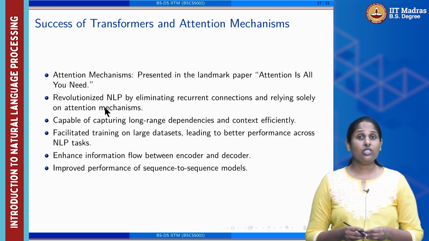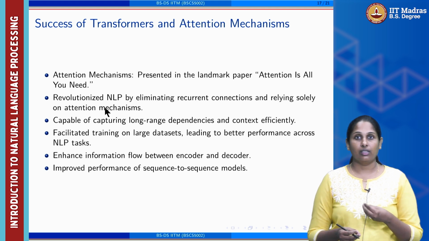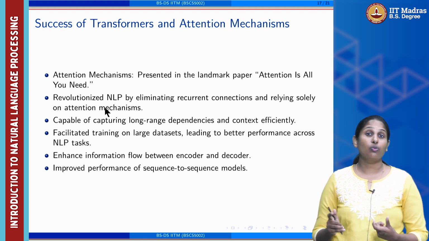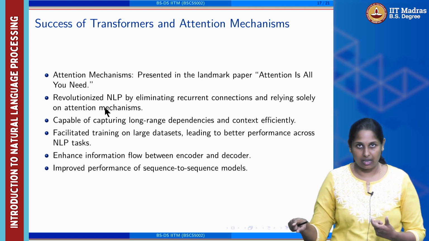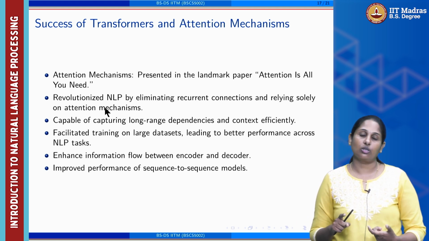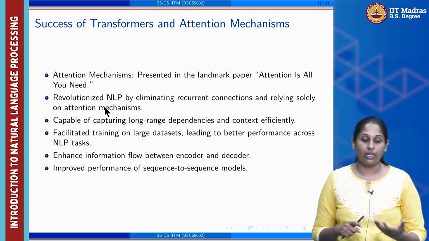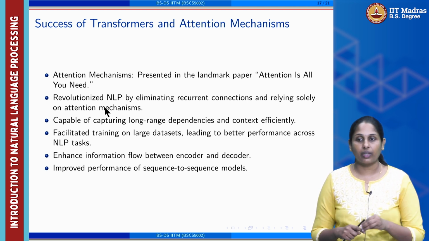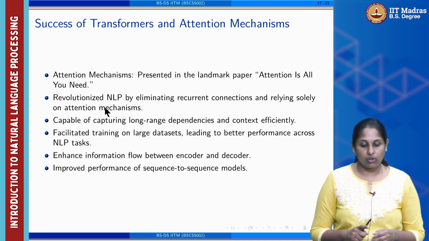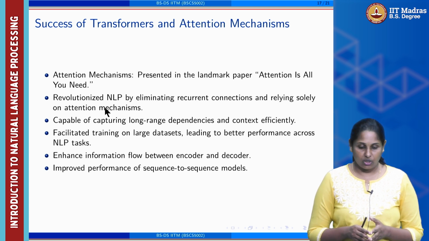Because the relationship between words is not always to the next word, right? There is some kind of connection of one word to another word, where it can occur anywhere in the sentence or anywhere in the document. So where to give the attention, to the place of that particular word, is done using some kind of attention mechanism. So now it is capable of capturing long-range dependencies and context efficiently.